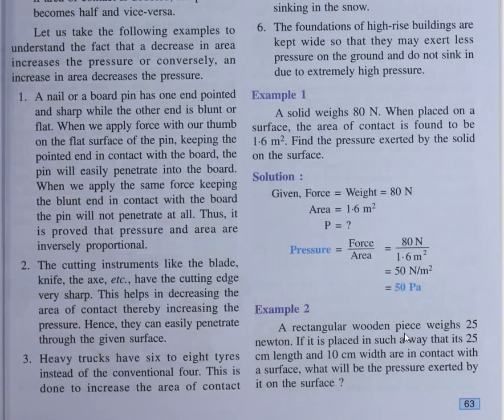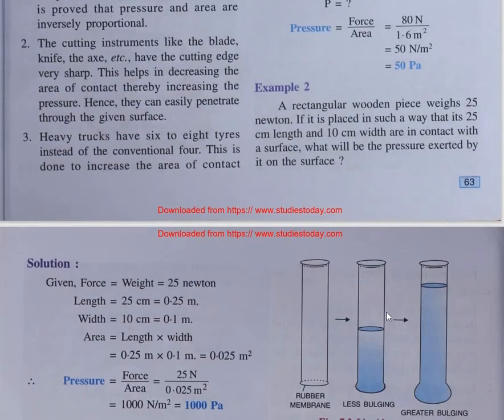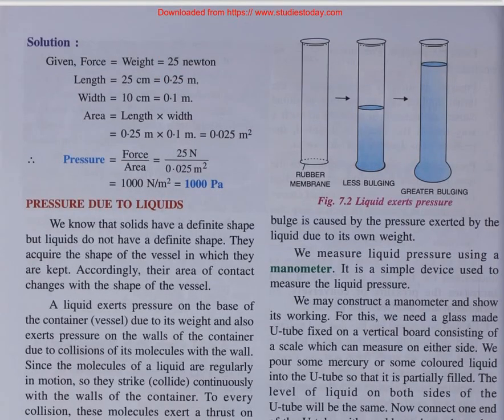A rectangular wooden piece weighs 25 Newton. If it is placed in such a way that its 25 centimeter length and 10 centimeter width are in contact, then what will be the pressure? Of course, here the length and width are given. We have to find the area, and then we will easily do it. So here the solution is given.